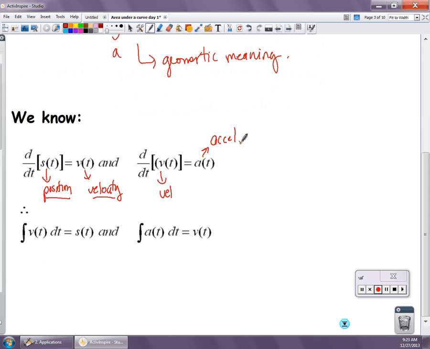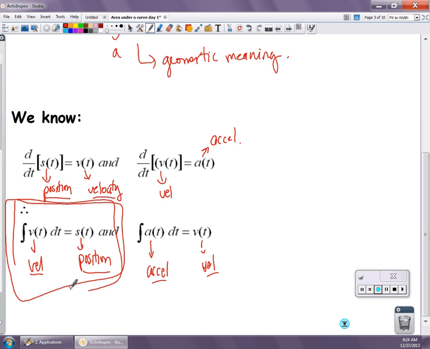Well, then it stands to reason, if you understand the process of anti-differentiation, that if you find the antiderivative of velocity, then you would go back to a position function. And that's going to help us out in the problem that we're going to take a look at. And if you find the antiderivative of acceleration, then that would take you back to a velocity function. So keep that in mind, particularly in the problem we're going to look at.